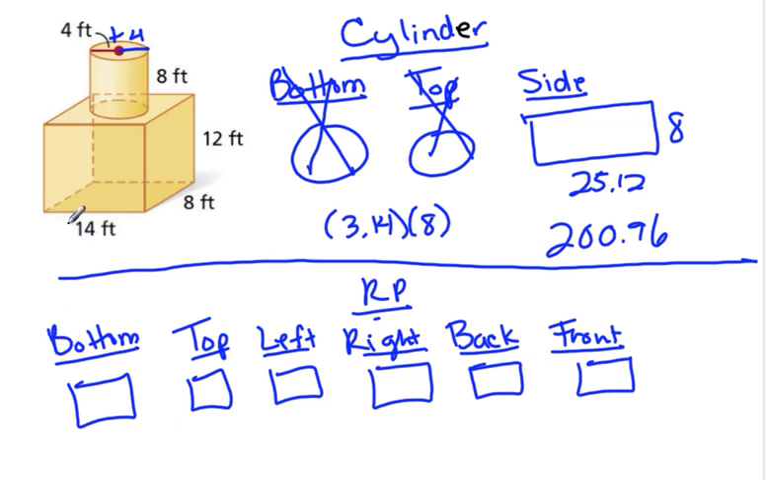Okay, so the bottom is 14 by 8. The top is the same, 14 by 8. The left over here is 8 by, what's the height? 12. The right-hand side is 8 by 12. The back is 14 by 12. And the front is also 12 by 14. Now we're just going to go straight across and find the area of all of those rectangles.